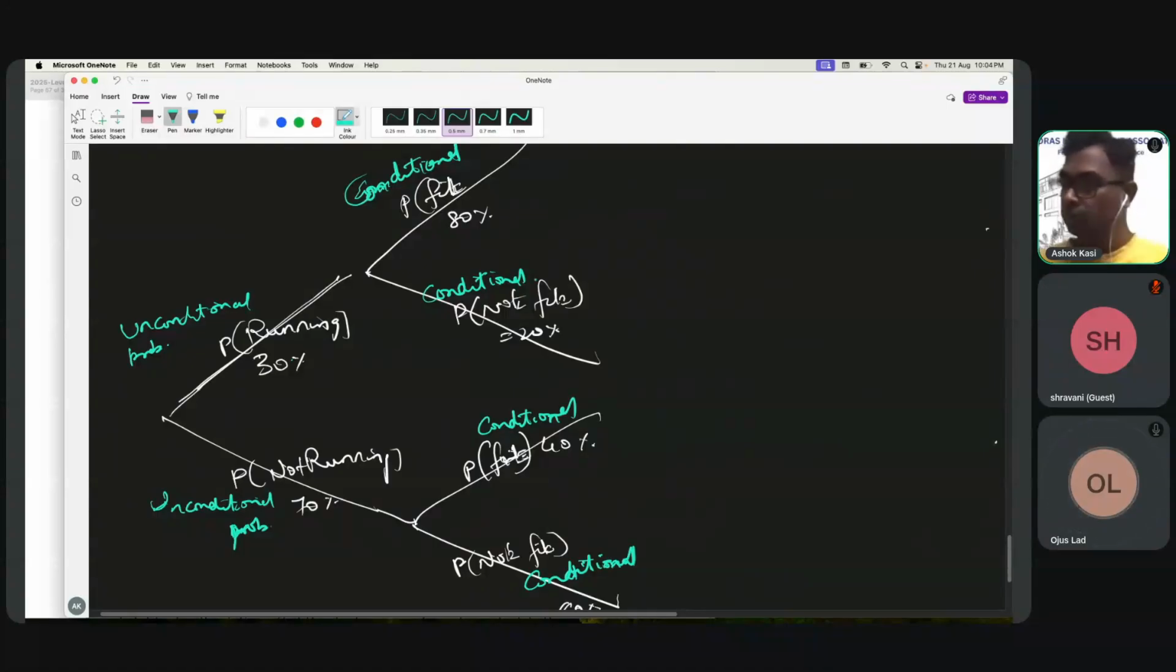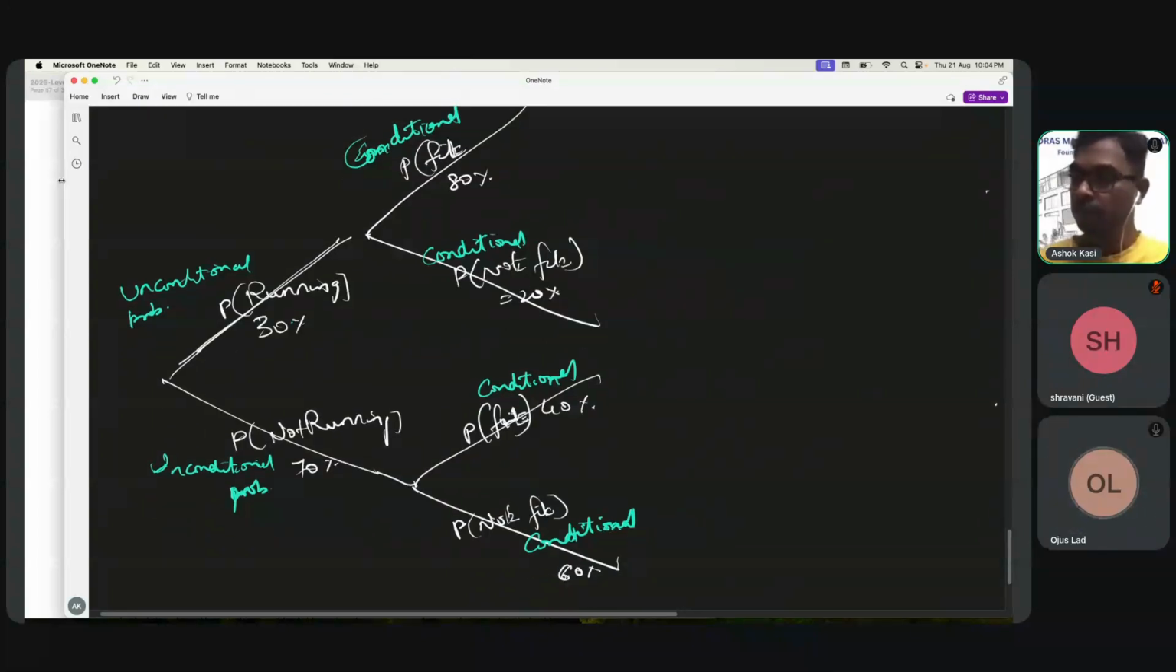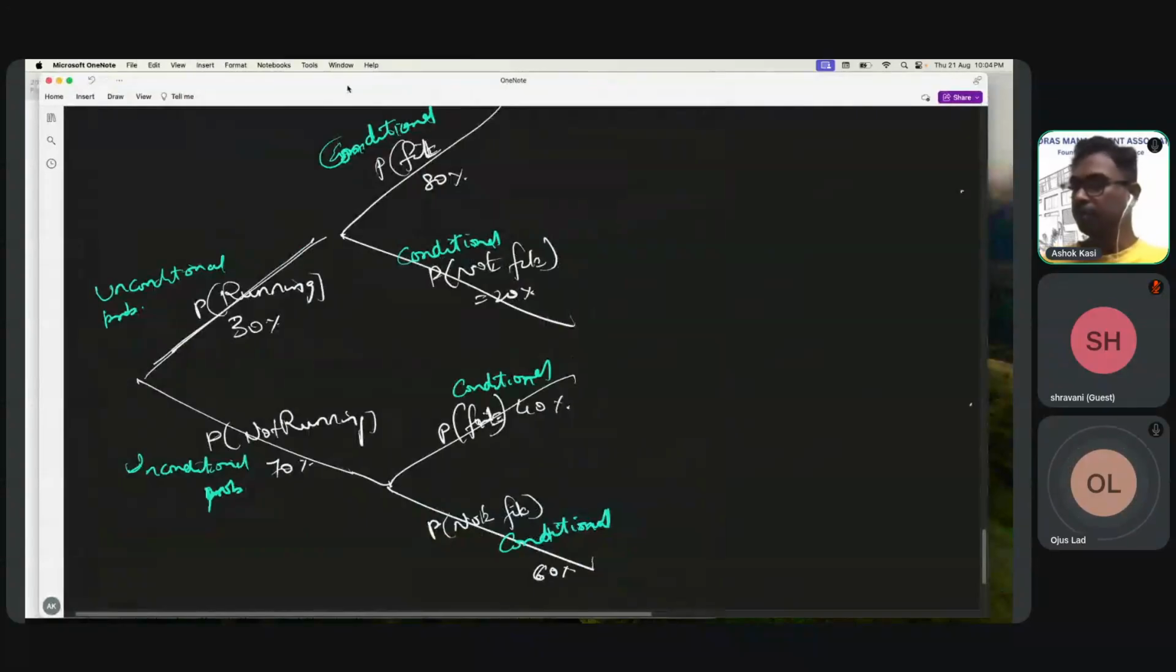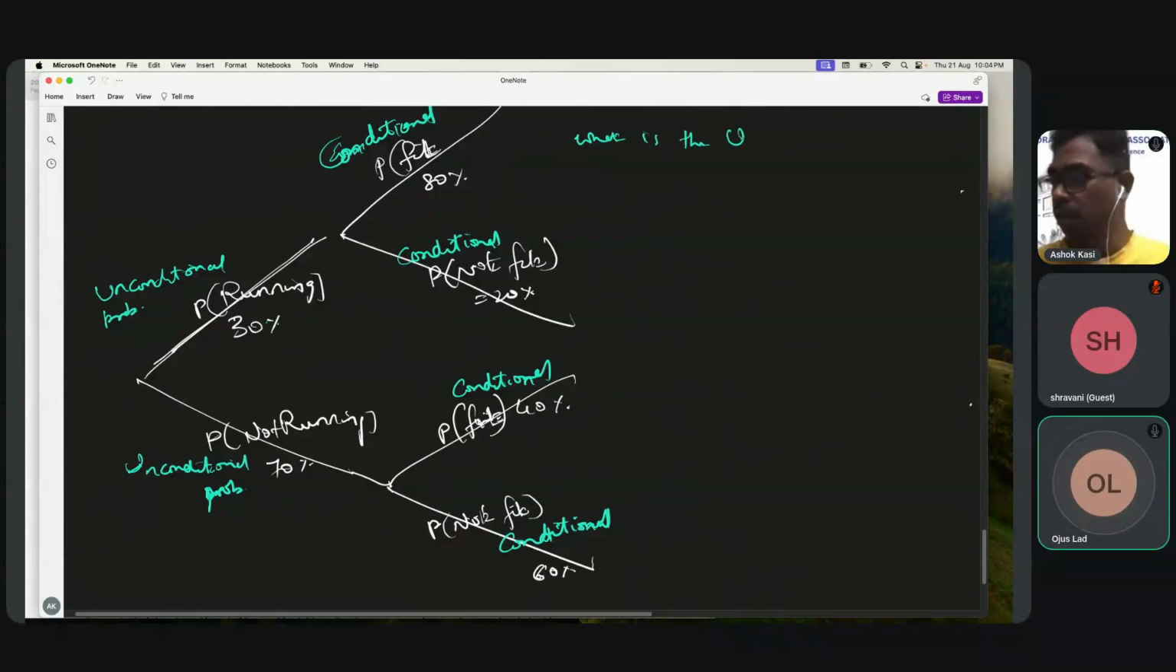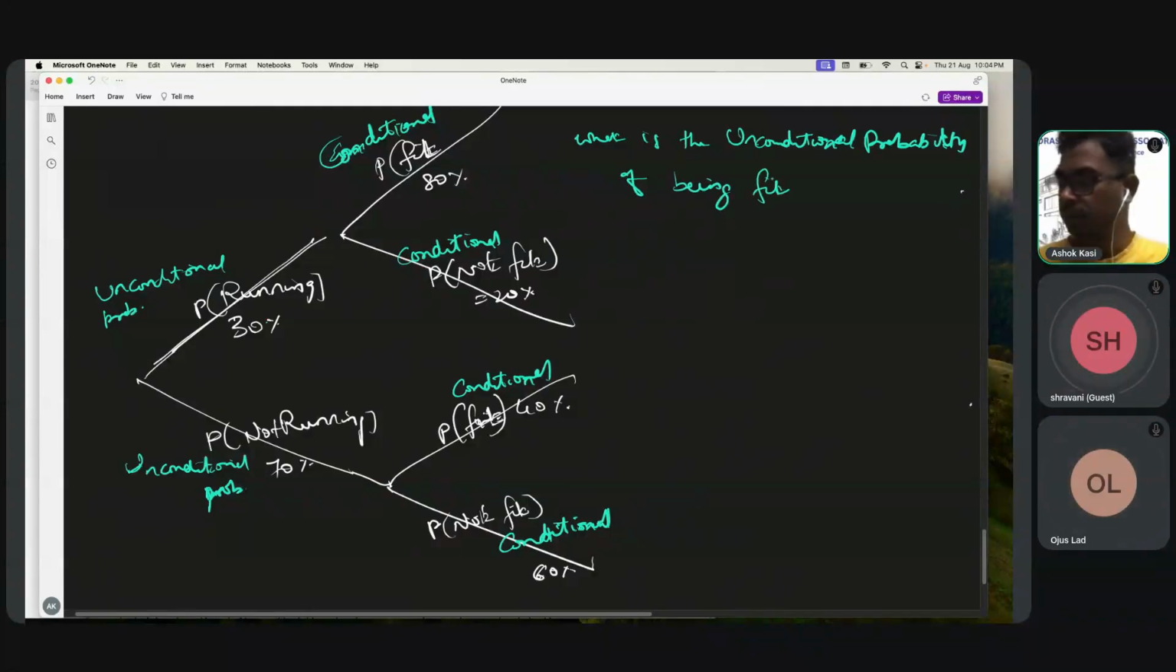Okay. So now suppose before we get into Bayes formula, let's find out something else. What is the unconditional probability of being fit? That is my question. What is the unconditional probability of being fit?